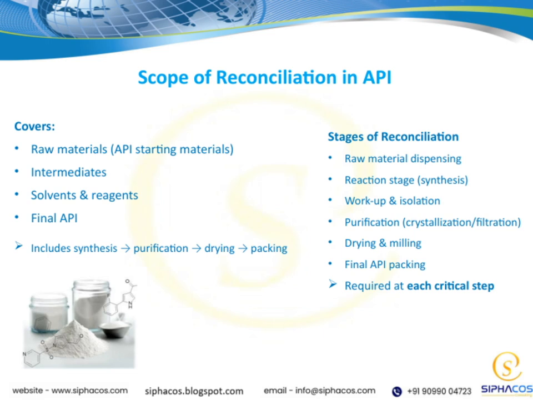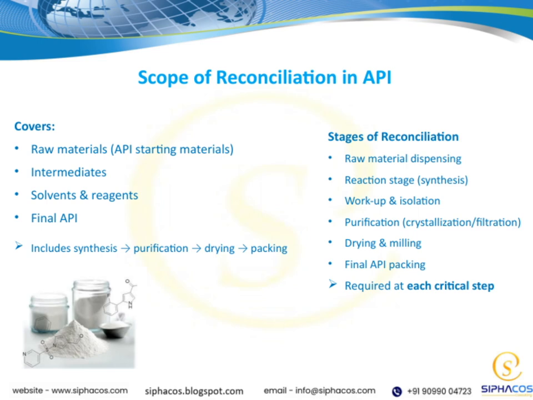This is followed by purification, typically through crystallization or filtration, to ensure the product's quality. Then, we dry and mill the API to get it into the right physical form for packaging. Finally, the last step is API packing, where the product is prepared for distribution. Reconciliation is essential at each of these critical steps to ensure accuracy and quality control.